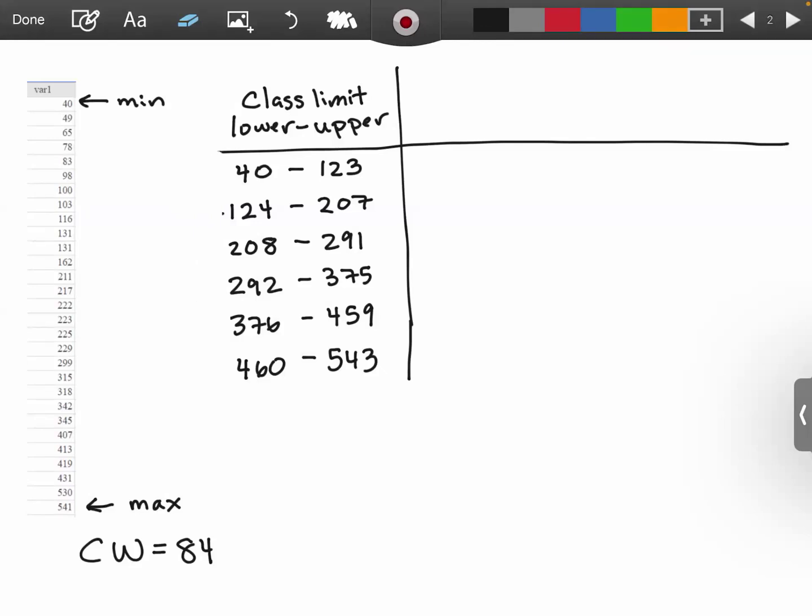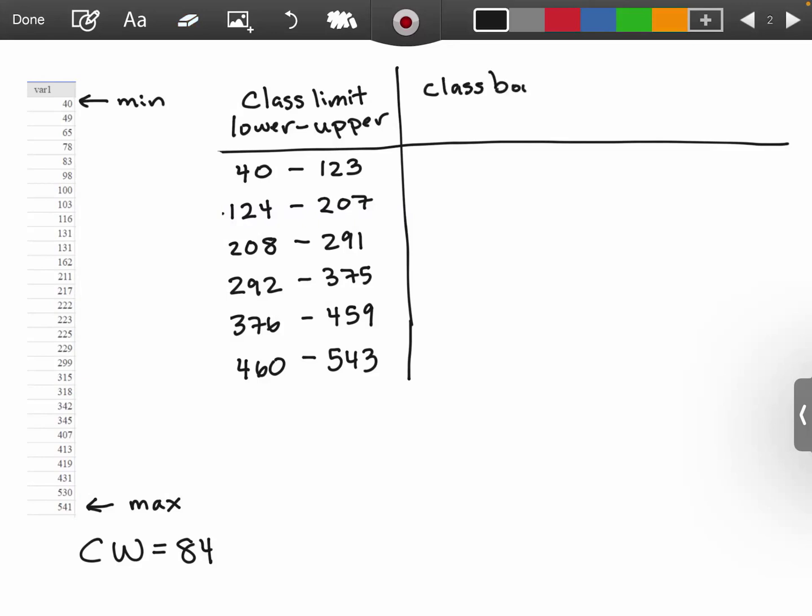Okay, so let's talk about another way of labeling these. Not every textbook does this, so if it's not asked in your homework question, don't worry about it. But if it is, I just want you to see this at least once. So another way to look at this is something called class boundaries.